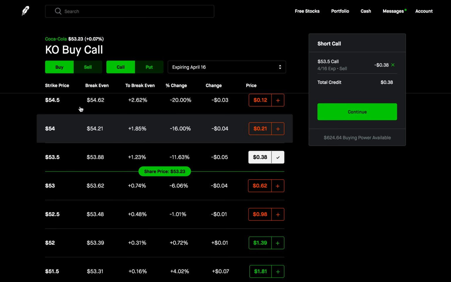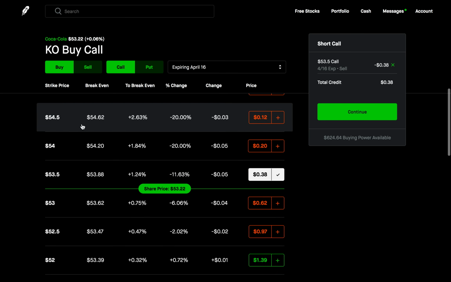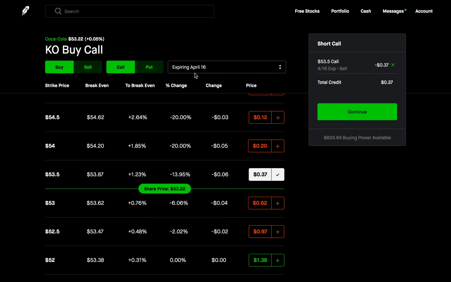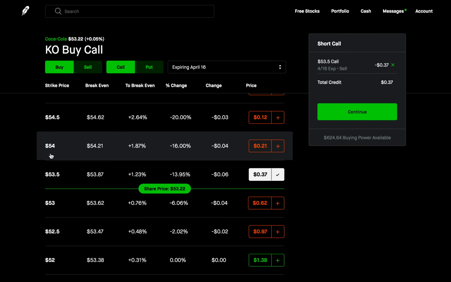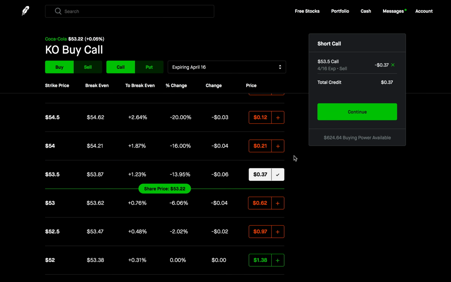I'm going to buy a call up here with a higher strike price. So the strike price you want to choose here should be the price that you think the stock won't go above by expiration. So let's say I don't think Coca-Cola will be above 54 on this expiration date, April 16th. Then that's the strike price I would choose. Or you choose the closest strike price to the price you think. So choose 54 here, and I'm going to buy this call.